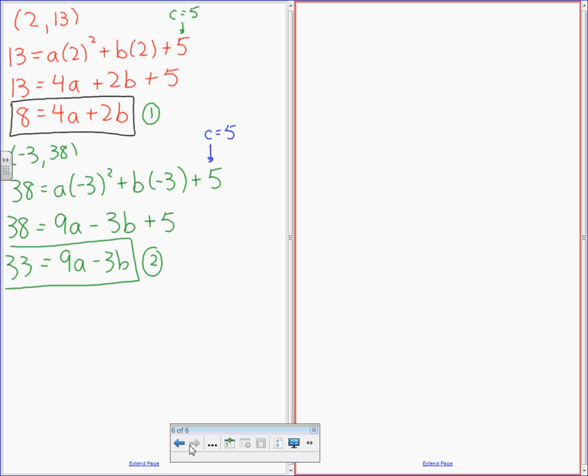So I'm going to write out the equations as 4a plus 2b equals 8, and 9a minus 3b equals 33. I'm going to call that equation 1, then I'm going to call equation 2. All right, if you like substitution, you may use substitution, but just today I'm going to use elimination because of the plus and minus.